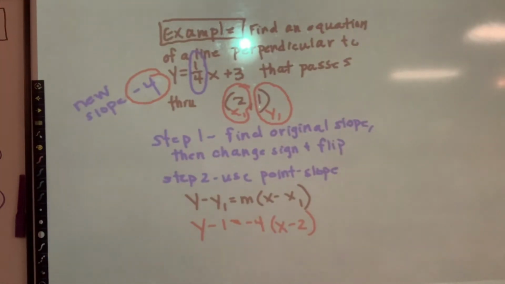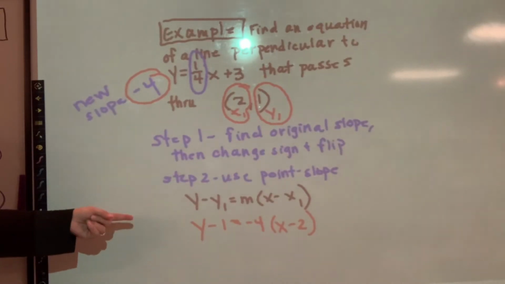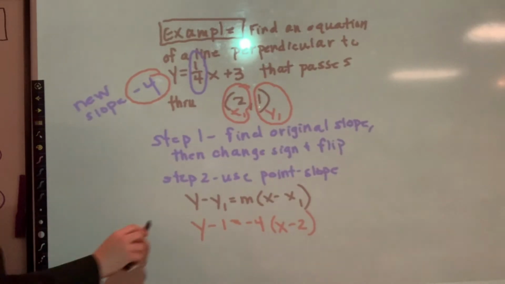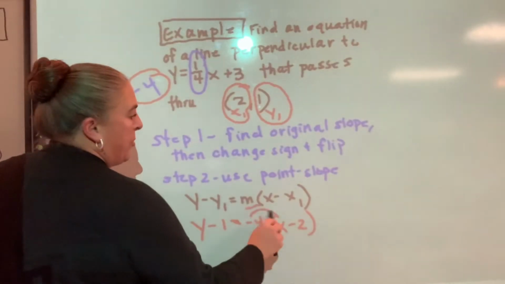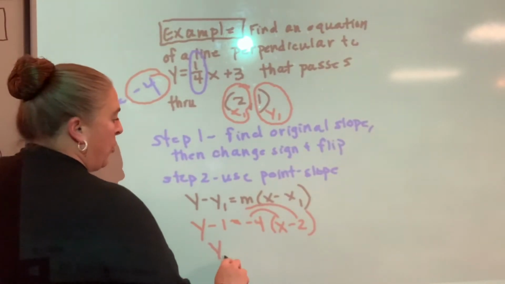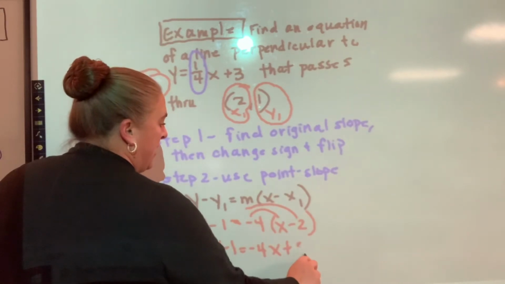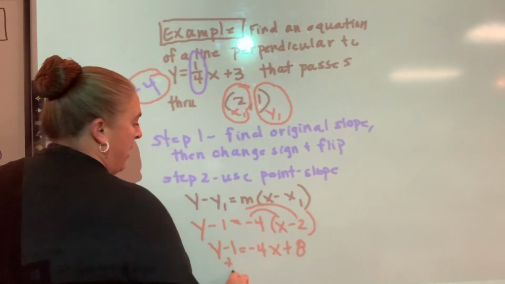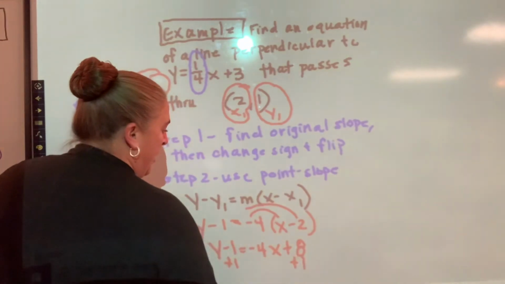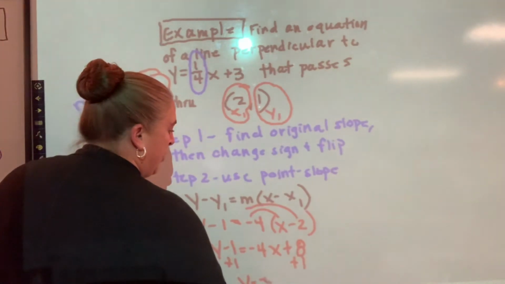Wait, so it's just the same thing as what you did in parallel? Absolutely. The only thing you do is manipulate the slope. So now, how do I solve that? How about we do the distributive property first? So y minus 1 equals -4x plus 8. Then we add 1, and we get y equals -4x plus 9.